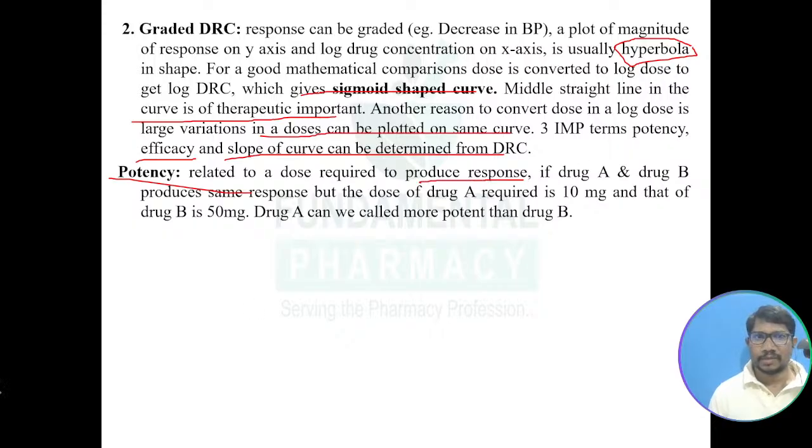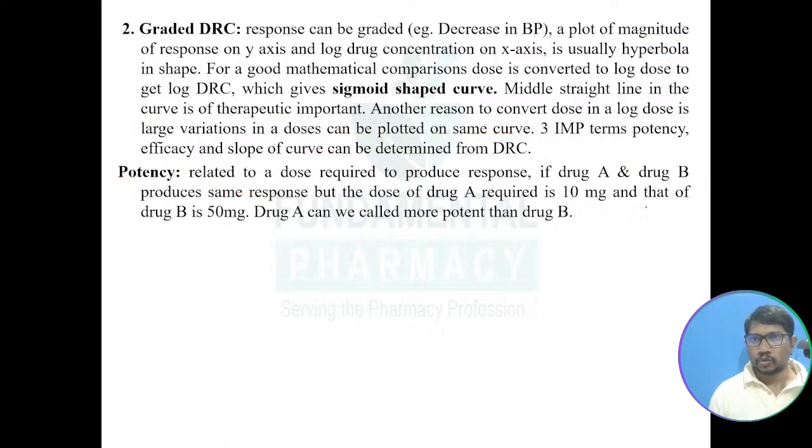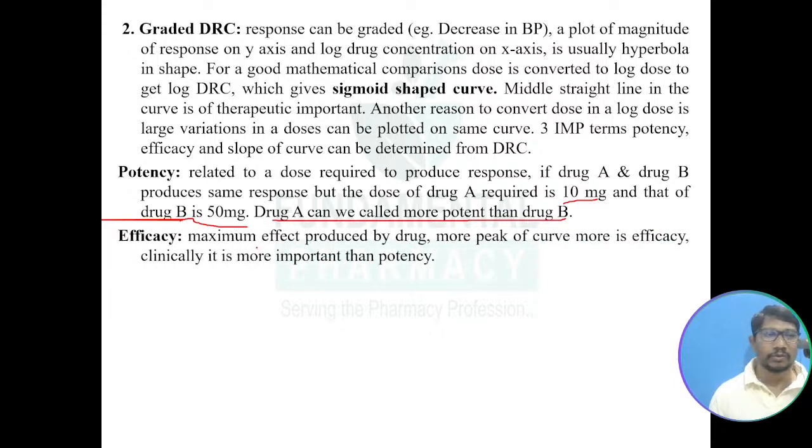Drug A and drug B are there. If both produce the same response, but the dose of drug A is 10 milligram and the dose of drug B is 50 milligram, meaning 10 milligram of drug A produces the X effect and the same X effect is produced by 50 milligram of drug B, then drug A will be more potent. Drug A will be called more potent than drug B. Potency is related with the dose.